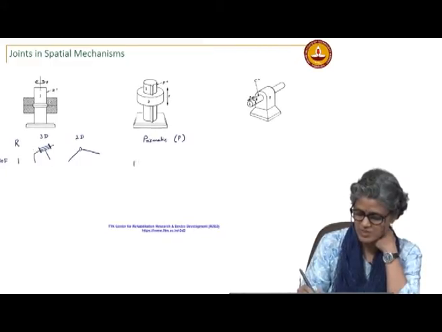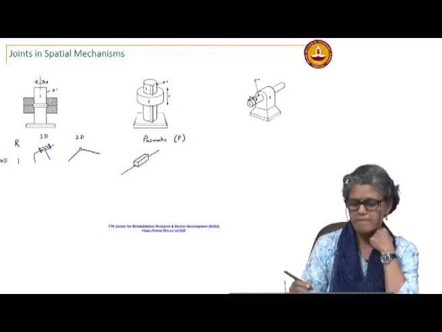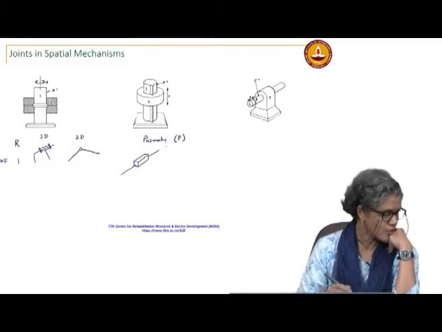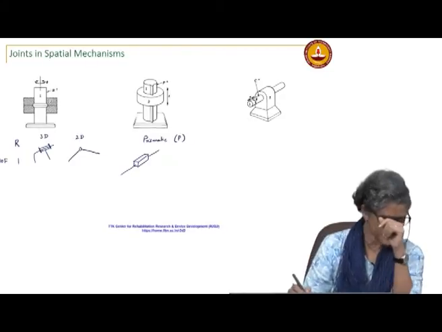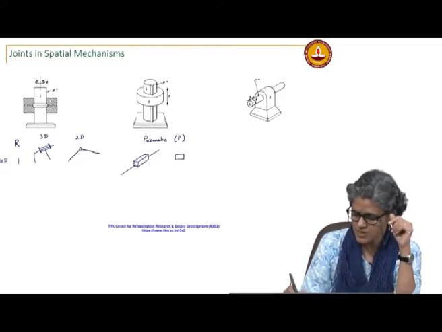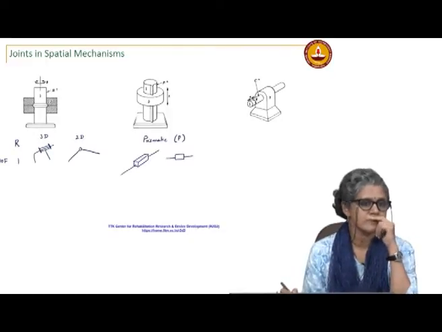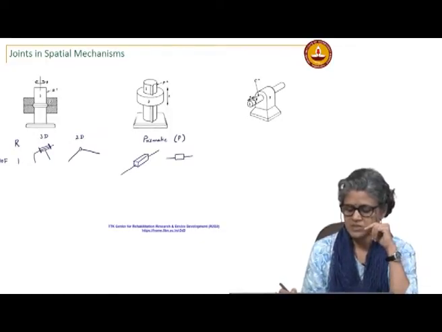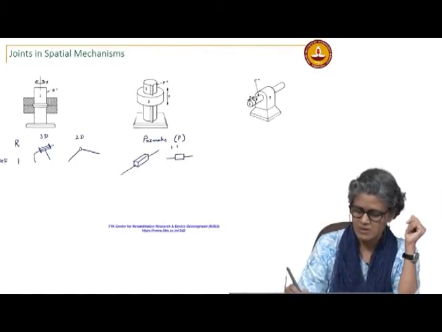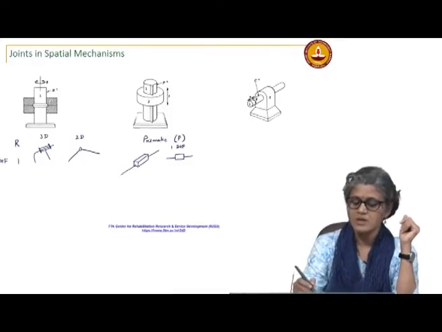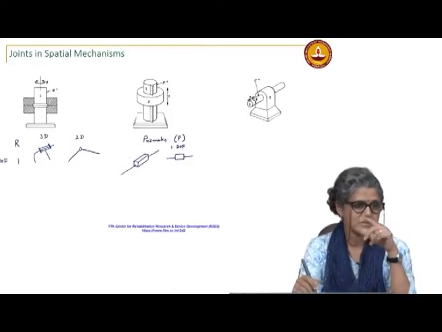For a prismatic joint, I have to arrest the rotation. If this is one link, the other can move only by sliding; it can't rotate with respect to the first. So, this is the general prismatic joint. In 2D we showed it like this, and that is the 3D representation. Again, this is a 1 degree of freedom joint; rotation is not allowed between the two links.